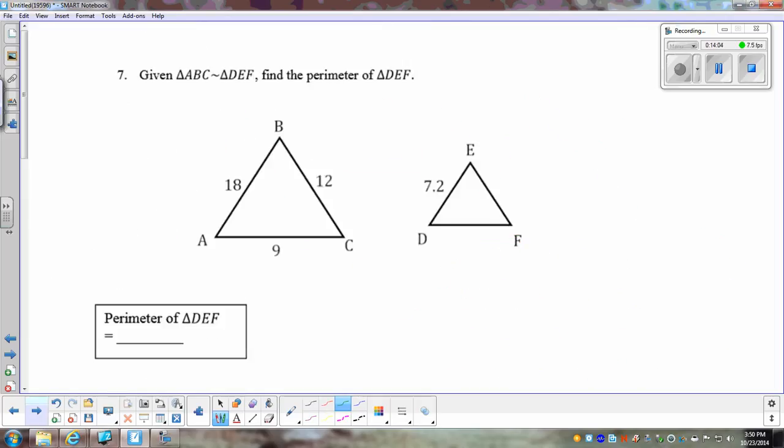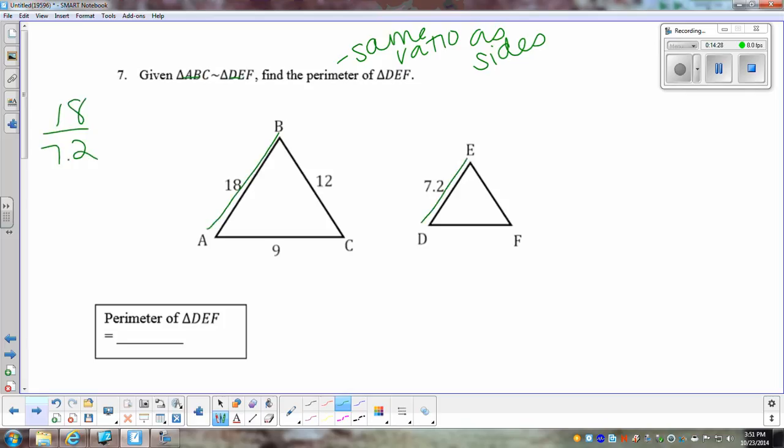Next problem, the perimeter. The perimeter has the same ratio as our sides. So I want to set up some proportions. I know that AB goes with DE. So 18 over 7.2. And I want to figure out the perimeter of the big triangle. So 18 plus 12 plus 9. So this perimeter is 39. So I can set this equal to 39 over x.